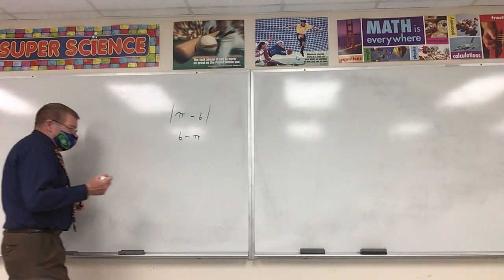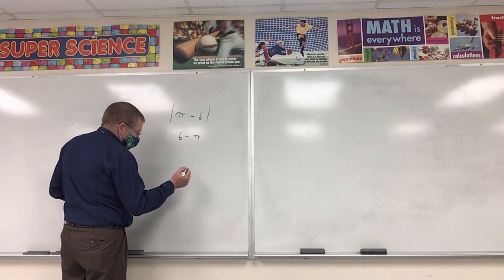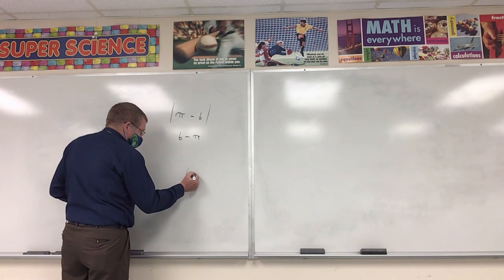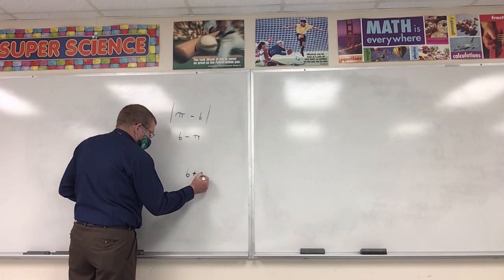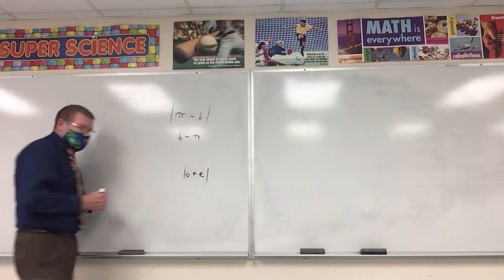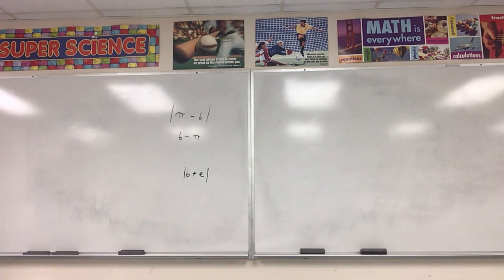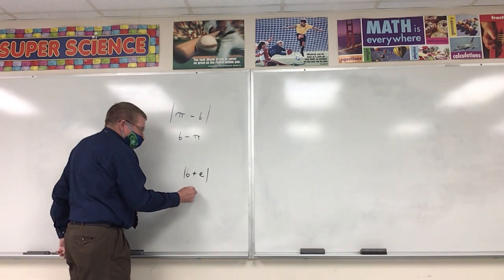Now e is 2.718. So here, if I had the absolute value of 6 plus e, is that a positive value or a negative value? Positive. So when I take the absolute value, it's going to stay the same, positive. So that's why my answer is 6 plus e.